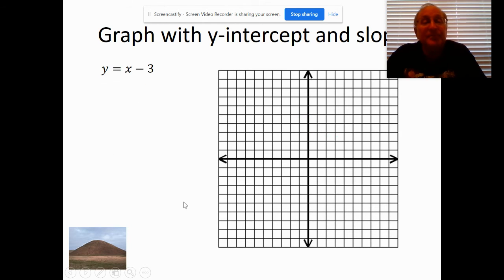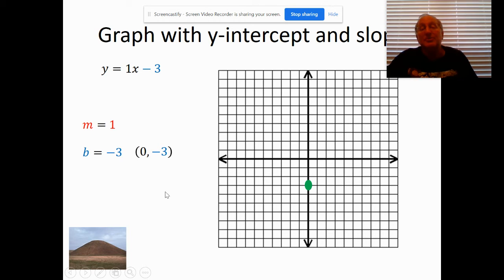Let's try another one. So first off, what's my slope here? The slope is not 0. The slope is 1. Notice I rewrote it with a 1 just to make it easier to see. And of course, your y-intercept is a negative 3. It's not 3. It's a minus 3 because it's a negative. So this time I'm going to put my point at (0, -3) because that's the y-intercept.